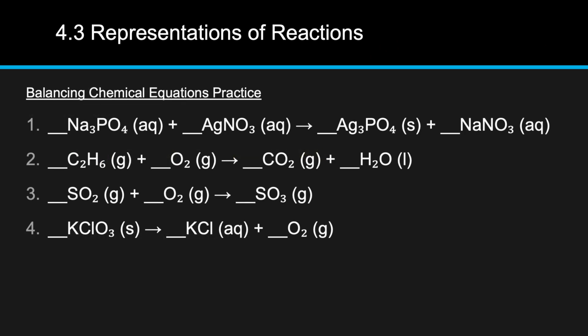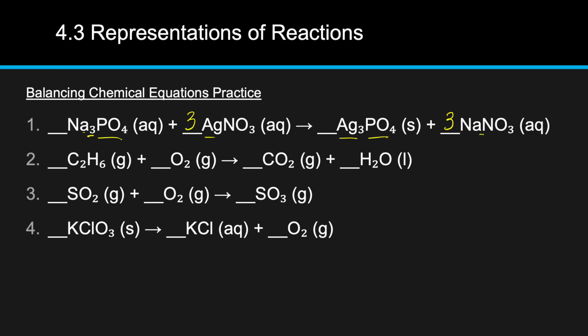All right, so first we have our double replacement reaction. So we have 3 sodiums and 1 sodium, so I'm going to multiply this by 3. I have 1 phosphate and 1 phosphate. I have 1 silver and 3 silver, so I need to multiply this by 3. And then my equation is balanced.